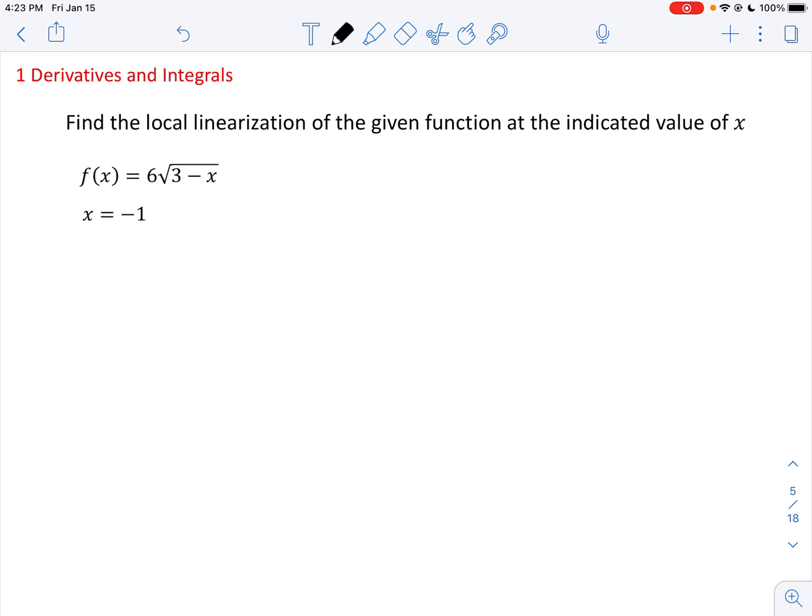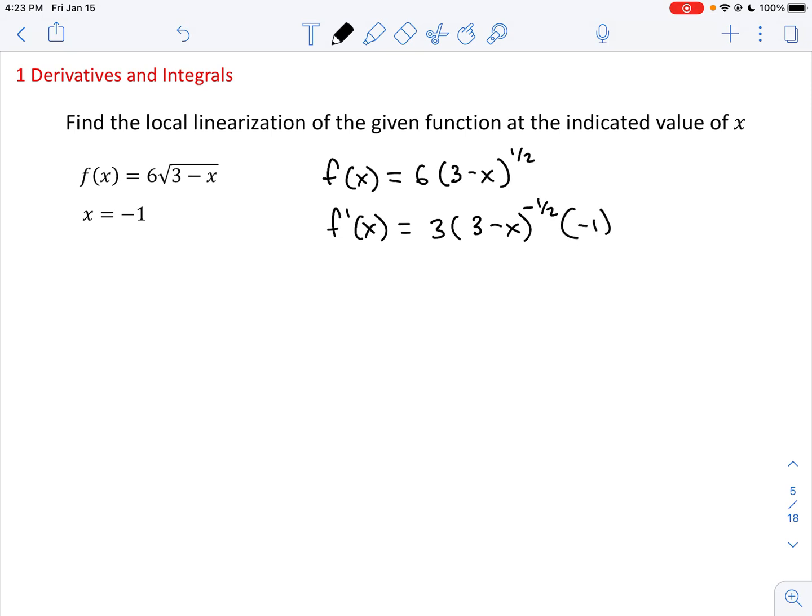And I'm going to rewrite the function using the power. Instead of the radical, I'm going to say 3 minus x raised to the 1/2, and then use the generalized power rule to get f prime of x. So the 1/2 multiplies to the 6, making 3. The base gets rewritten. The new power is -1/2, and then we multiply by the derivative of the base. The derivative of 3 minus x is -1.